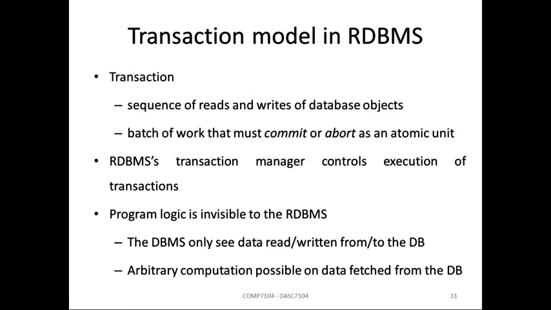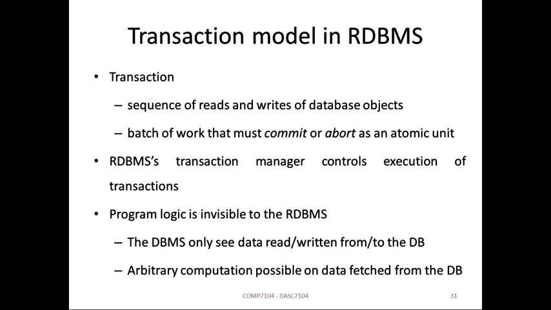So the transaction model, in relational database management systems, is much simpler than what we saw before. It's simply a sequence of read and write operations over database objects. Database objects could be, for instance, records in a table. But again, of course, the nature is the same, a batch of work that must succeed or fail as an atomic unit, all or nothing.